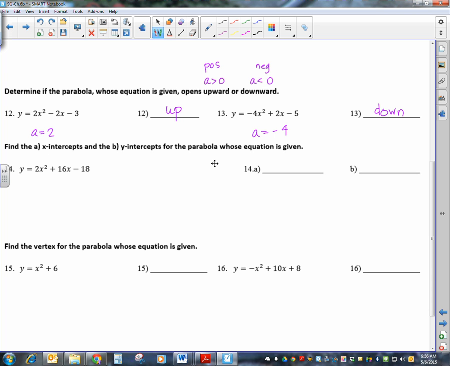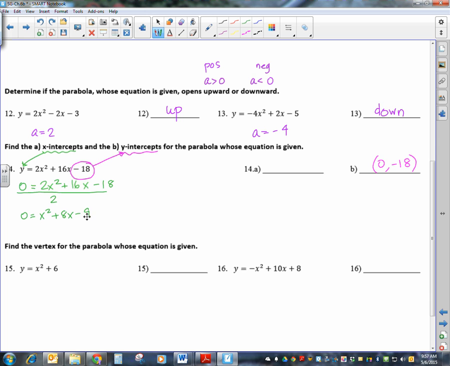All right, x-intercepts and y-intercepts. The easiest one is to do the y-intercept first, so I'm going to take care of that. That's your y-intercept right there. So y-intercept means x is 0, so it's 0, negative 18. Okay, the x-intercepts are a little more challenging, and that's when you're going to make y equal to 0. So 0 equals 2x squared plus 16x minus 18. Okay, I see a common factor here, so I'm going to divide everything by 2, leaving me with 0 equals x squared plus 8x minus 9.